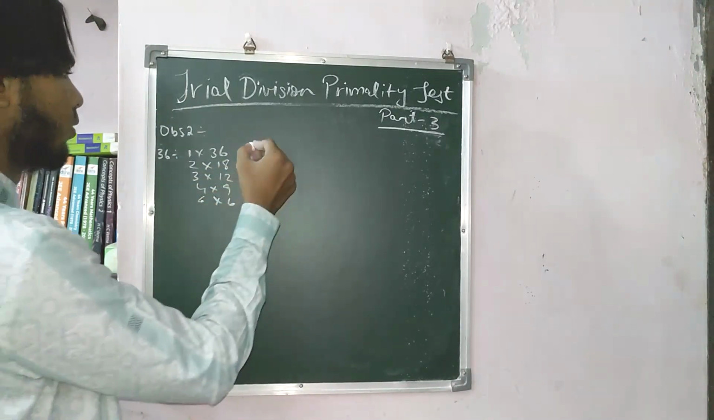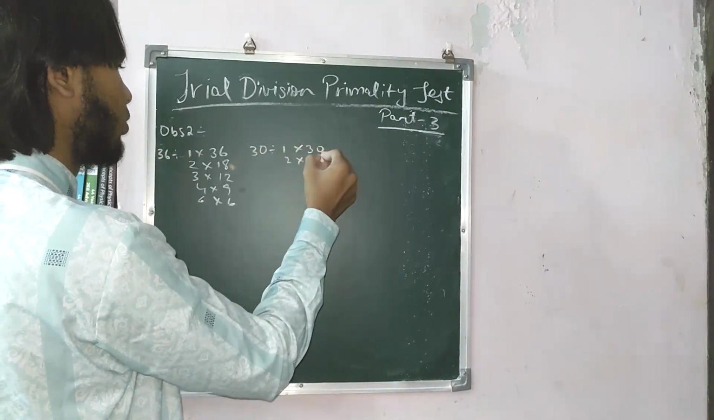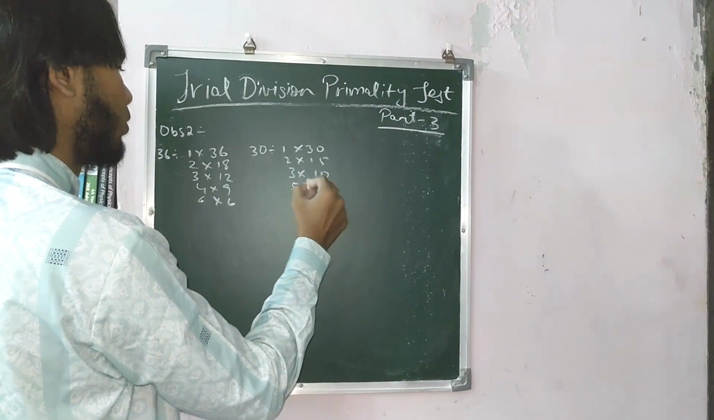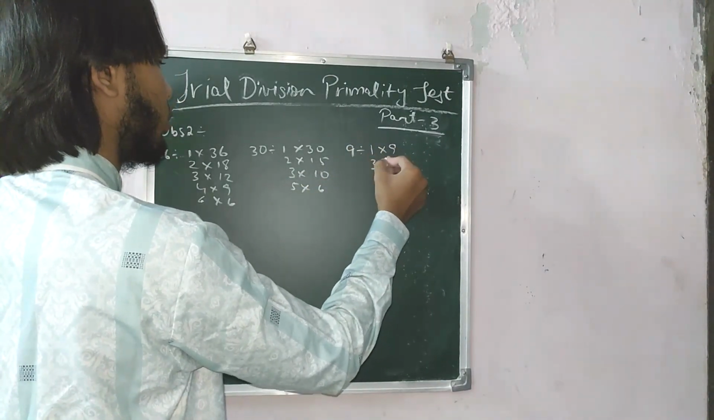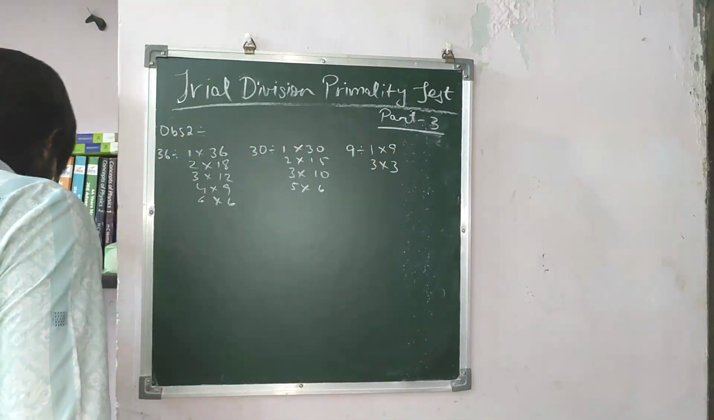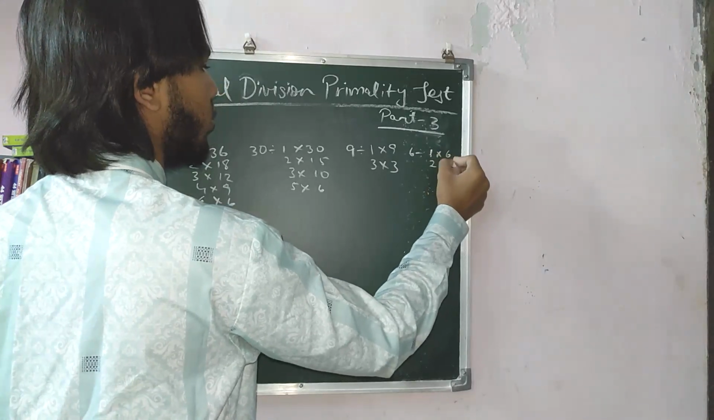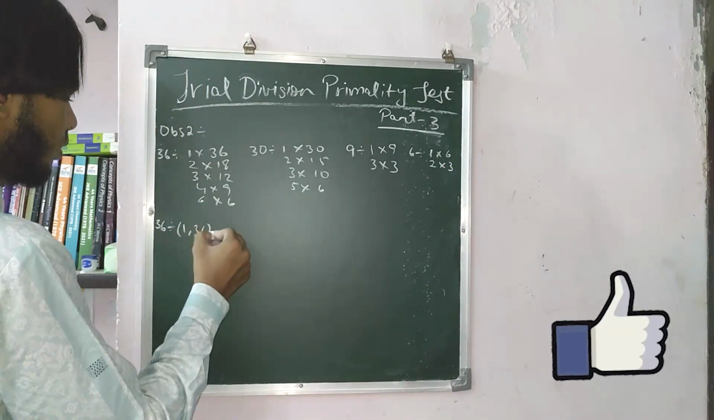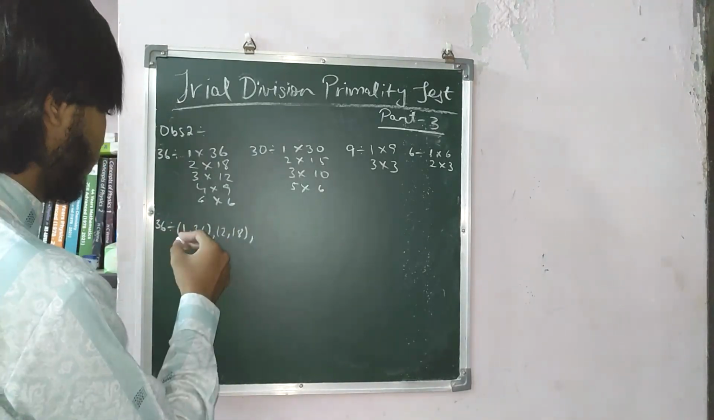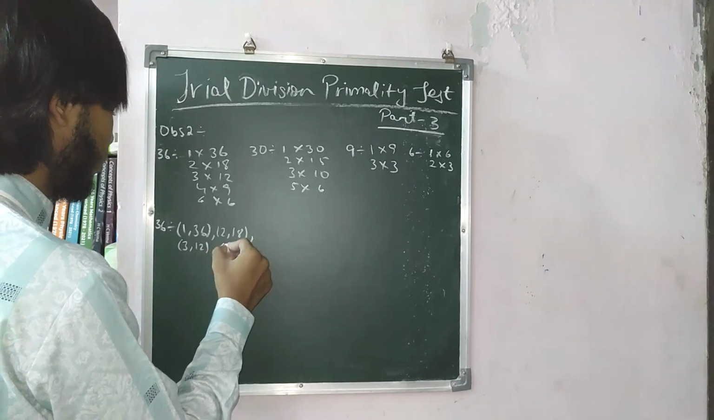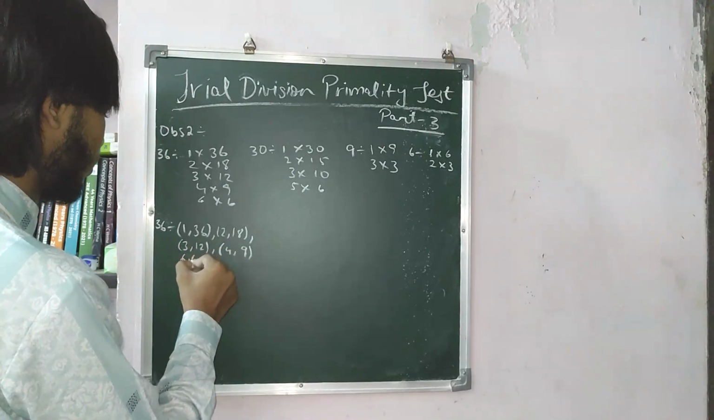6 times 6. And then 36 is 12 times 3, 6 and 9, 6 and 6. Another way of showing factors is this: we can show them in pairs, which is very efficient.